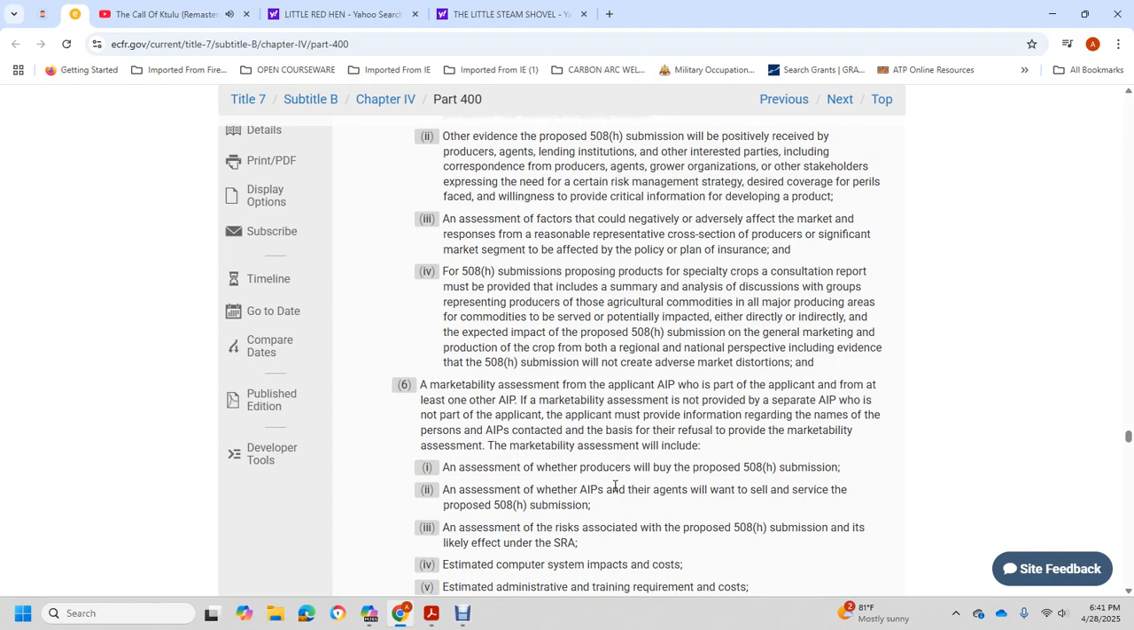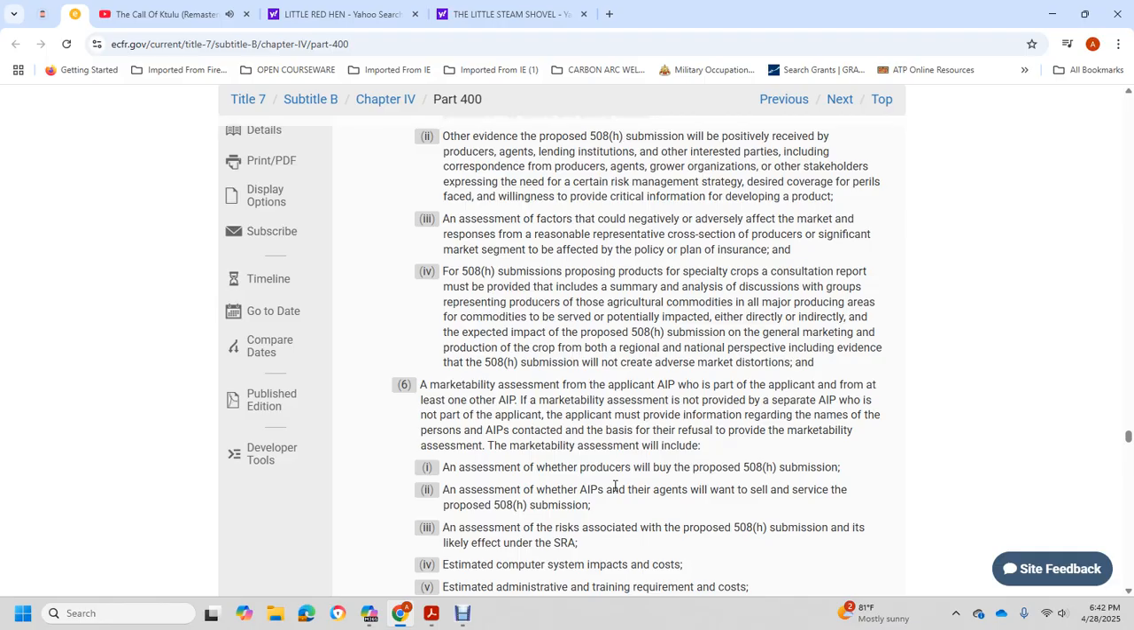Marketable assessment of the applicant with the AIP: the applicant must report at least one AIP with the marketable assessment, provided by a separate AIP that is not part of the applicant. The applicant must provide the information, including the name of the person at the AIP and the contact, with the basis for the refusal to provide the marketable assessment. The marketable assessment includes the assessment with the producers who will be affected by the proposed 508(h) submission, with the AIP, and the agency will sell the service.